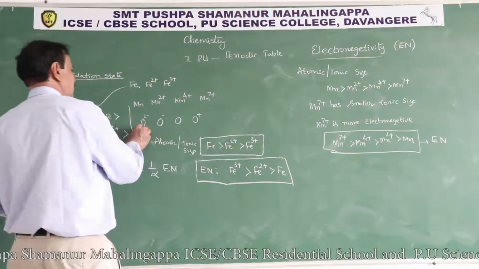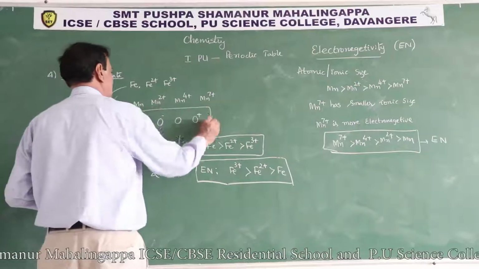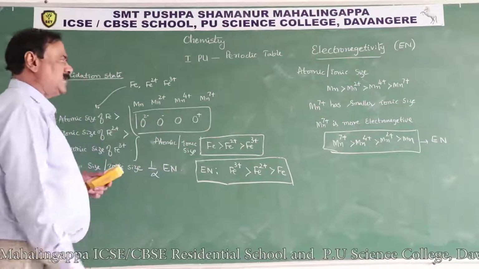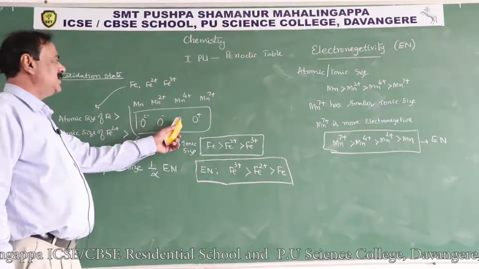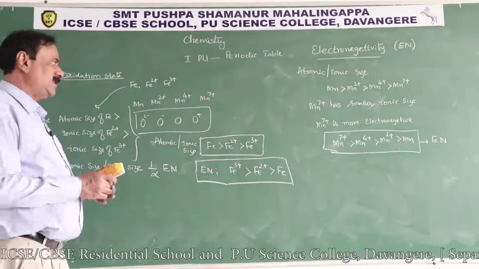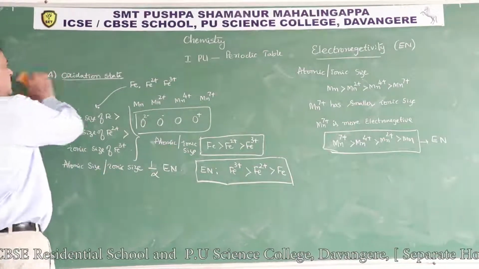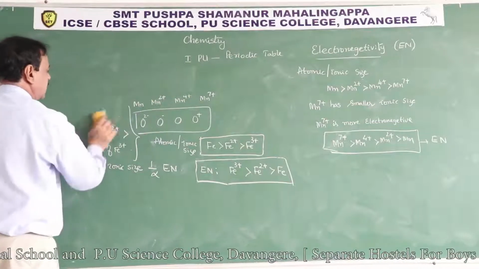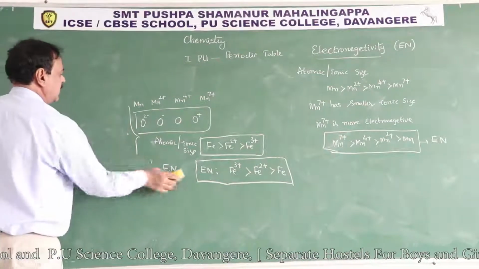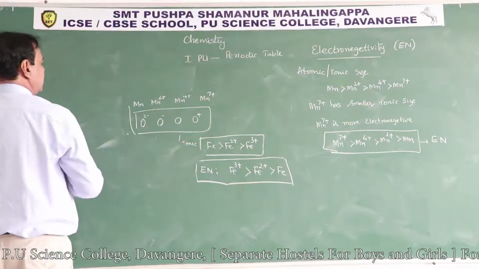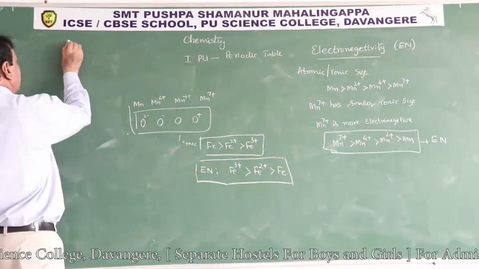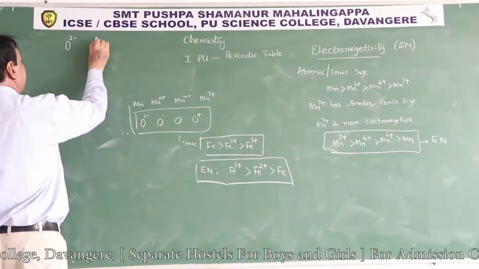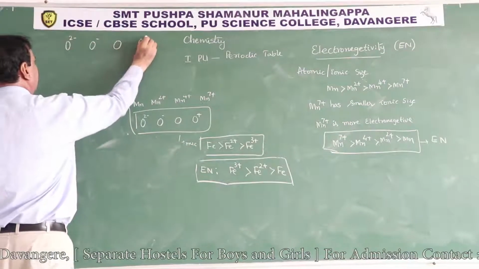Now come to this concept. It has all the species: negative charge species, neutral species, and positive charge species. Now tell me, which one of the following possesses the highest value of the electronegativity among all the species? They may give this in an entrance exam. There is O2 minus, O minus, O and O plus.